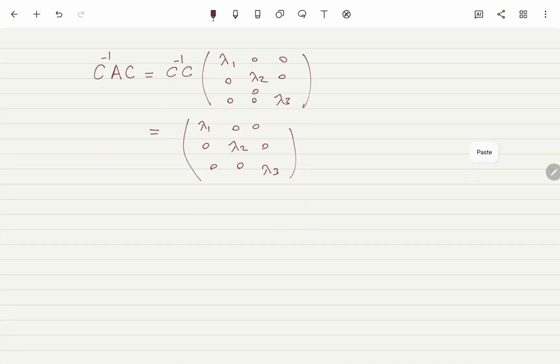As an example of this diagonalization process, if we go back to the previous example, where we found that lambda 1, lambda 2, lambda 3 are equal to 1, 2, 3, the diagonal matrix will be equal to 1, 2, 3, and we just put the rest of the matrix equal to 0. So this is the diagonalization for the previous example.